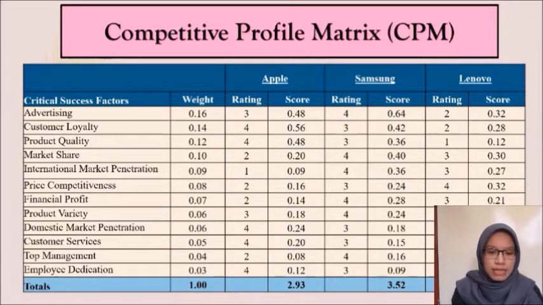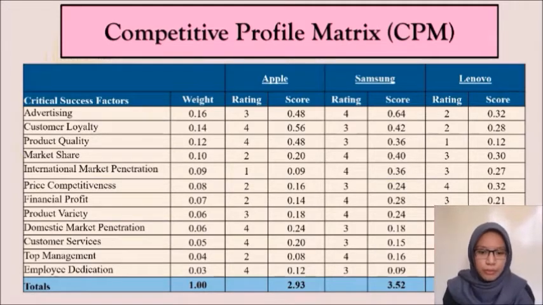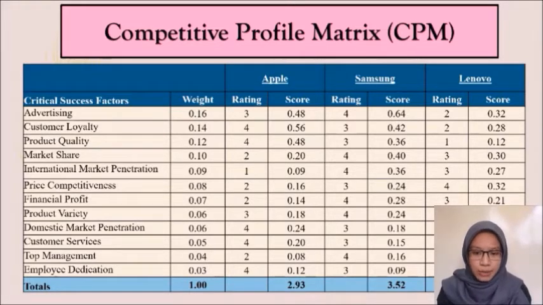And step 2 is to assign weights to each factor that range from 0, which is not important, to 1, which is the most important. But we have to bear in mind that all the factors must total 1. Then we rate each factor. The ratings range from 1 to 4 for all the firms in the analysis. A rating of 1 represents a major weakness, while 2 shows a minor weakness. A rating of 3 shows a minor strength, whereas 4 shows a major strength.